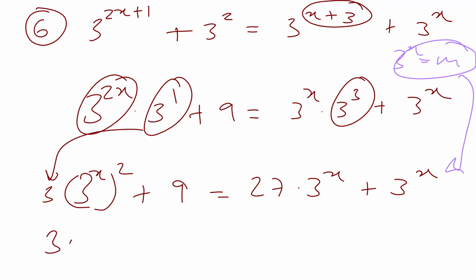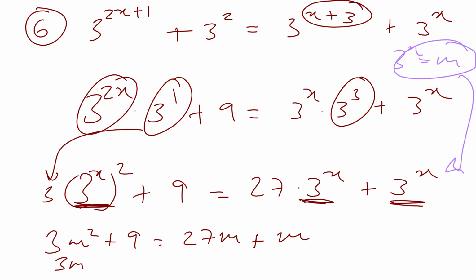So 3m square plus 9, 27m plus m. Wherever there is 3 raised to x, I'm just putting m. So 3m square minus 28m plus 9 equal to 0. This is 28m. Okay.